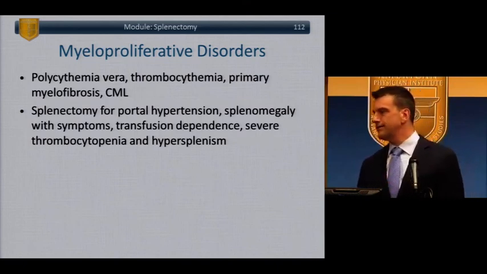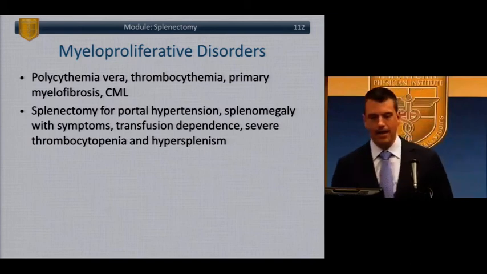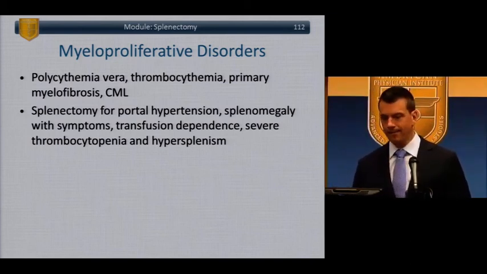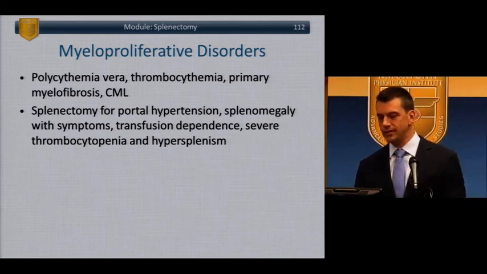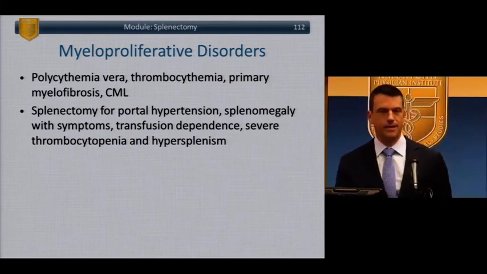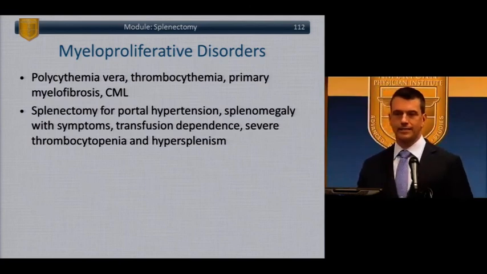Some of the myeloproliferative disorders: polycythemia vera, essential thrombocythemia, primary myelofibrosis, CML. Again, portal hypertension, splenomegaly with symptoms, transfusion dependence, severe thrombocytopenia, or hypersplenism would be your indications to take the spleen out.